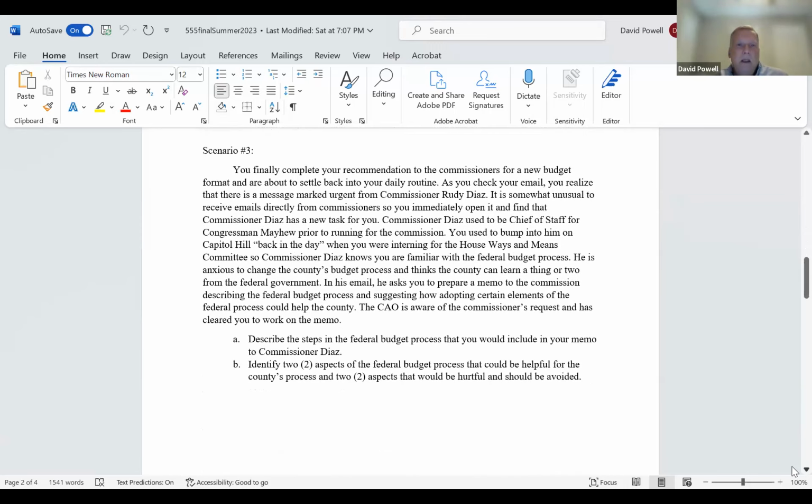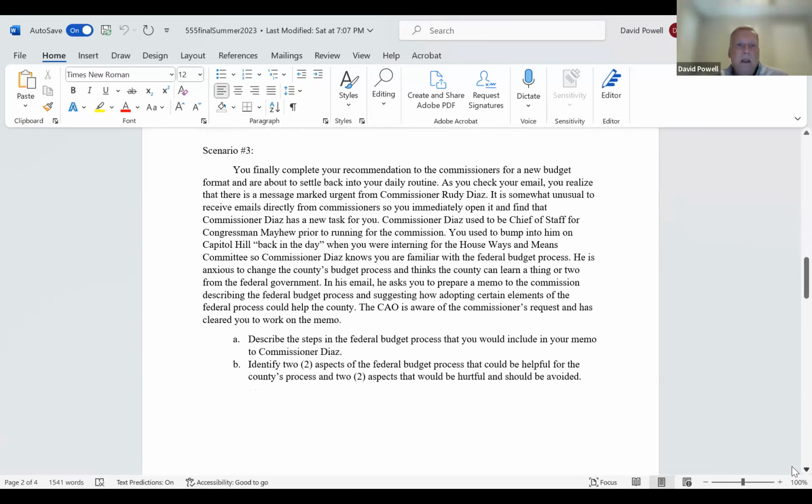Then moving on to scenario number 3, you finally complete your recommendation to the commissioners for a new budget format and are about to settle back into your daily routine. As you check your email, you realize there's a message marked urgent from Commissioner Rudy Diaz. It is somewhat unusual to receive emails directly from commissioners, so you immediately open it and find that Commissioner Diaz has a new task for you.